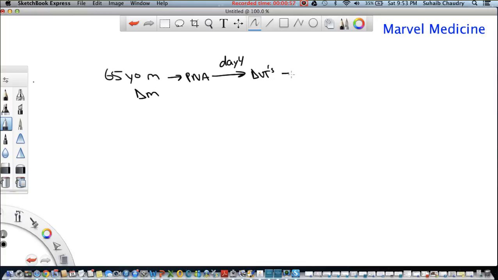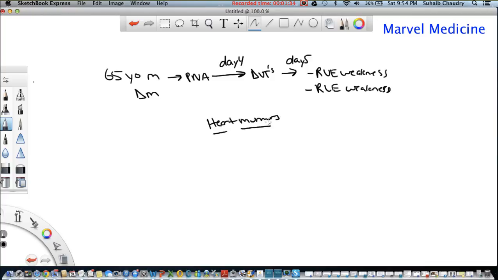But what they say now is that on day 5, you notice that he has right upper extremity weakness, right lower extremity weakness. He has some sensory deficits, etc. And he has slurred speech, etc. Basically, giving you signs of what? And then they ask you, which of the following heart murmurs would you hear on auscultation? And what you're supposed to do is connect the dots here and say what happened.